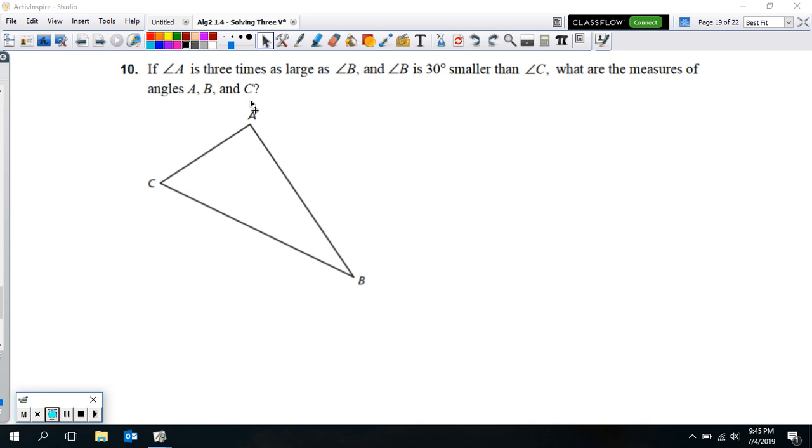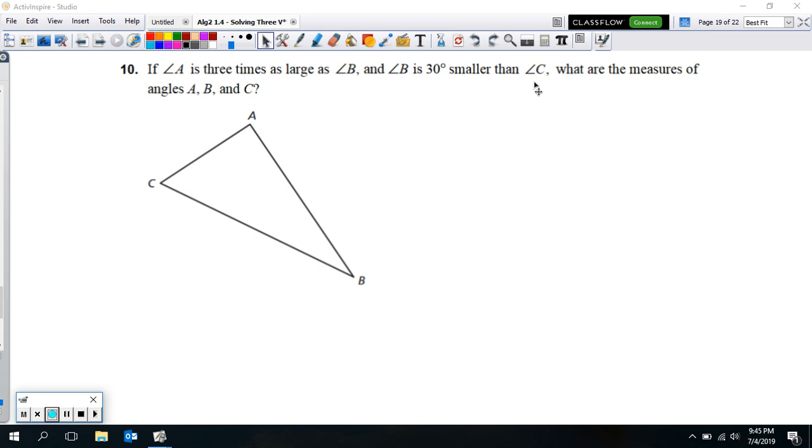And then as far as the equations go, as we saw before, part of the sentences is going to make the equation. So we have one coming from right here, that angle A is 3 times as large as B. A second one coming from right here, that B is 30 degrees smaller than C. But where's the third one? That would be the question. I don't see another sentence anywhere to write a third equation.